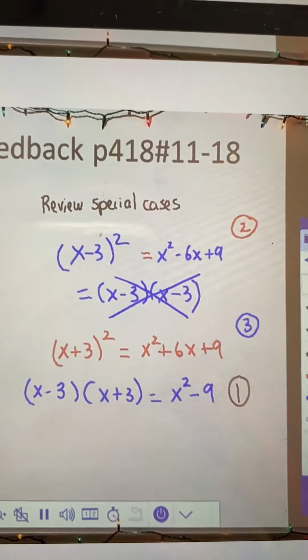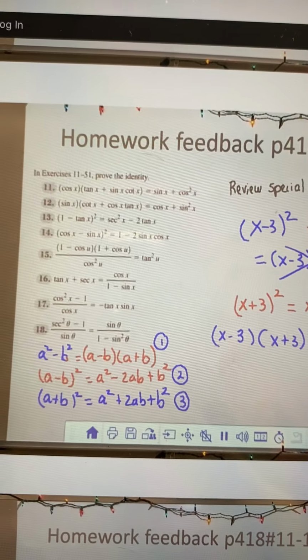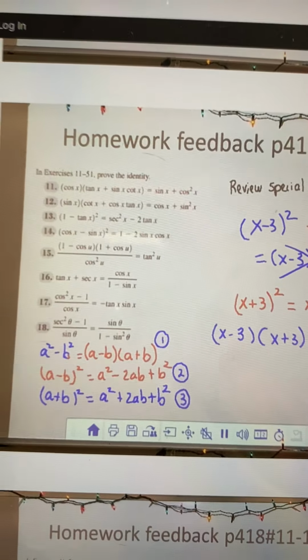I did have a quick review of special cases, because you would definitely need those in the problems. We'll go back if needed, but that was the intention for it. So 1 minus tan squared equals this. Again, we need to take one side, do some algebra with that to show the other side.